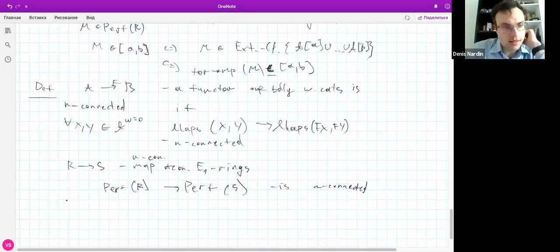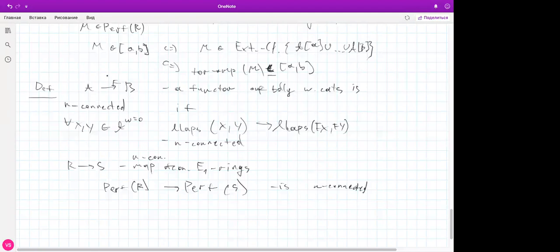And sorry, in this definition, you are not asking that F sends the heart to the heart, right? I do. I'm saying that this is a functor of bounded weighted categories, which is by definition something that sends the heart to the heart. Oh, okay. Sorry, I see. I should have written it somewhere, but I don't know where. Sorry.